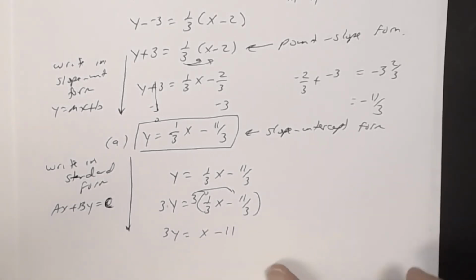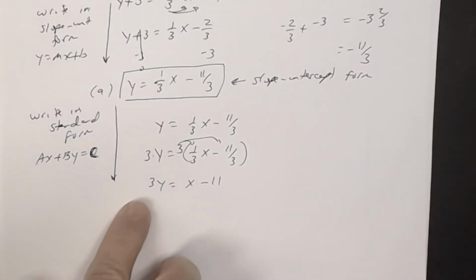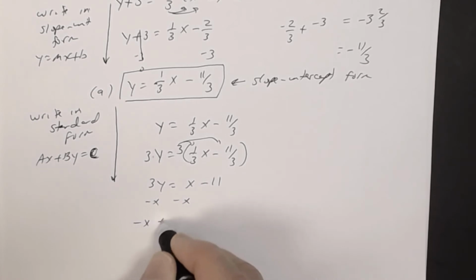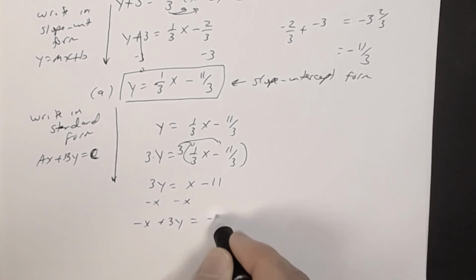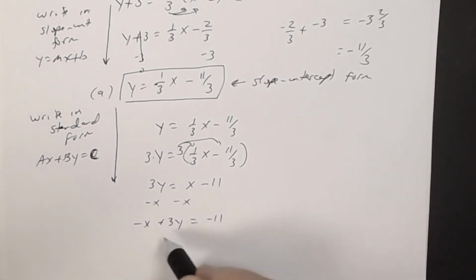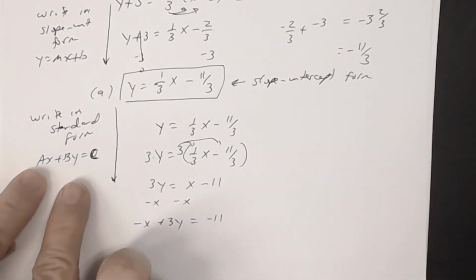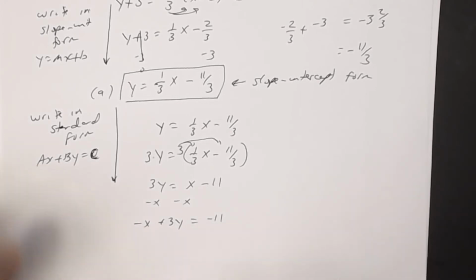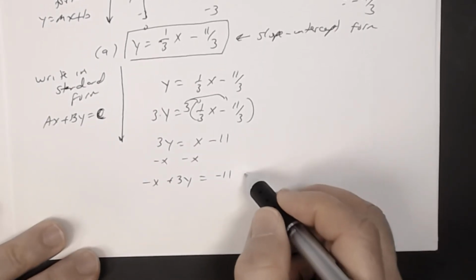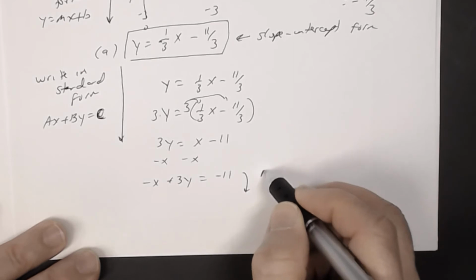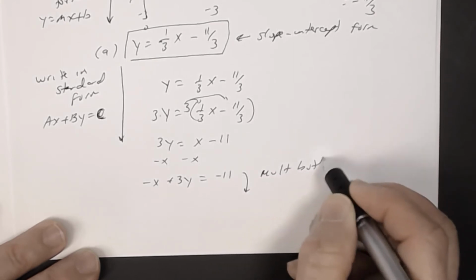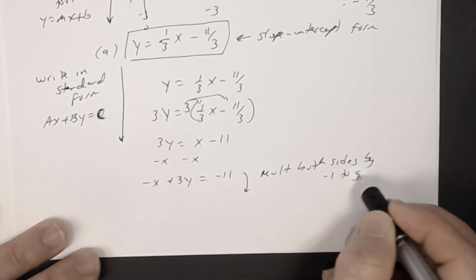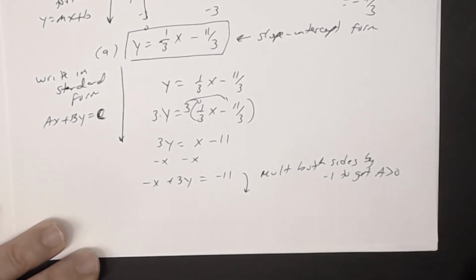And so now what I'm going to do is bring all the variables over. I'm going to write x first. I'm going to subtract x from both sides. And so I get -x plus 3y equals -11. And then remember, this is not quite in standard form because the coefficient of x is not positive. So what I'm going to do is multiply both sides by -1 to get a to be positive.